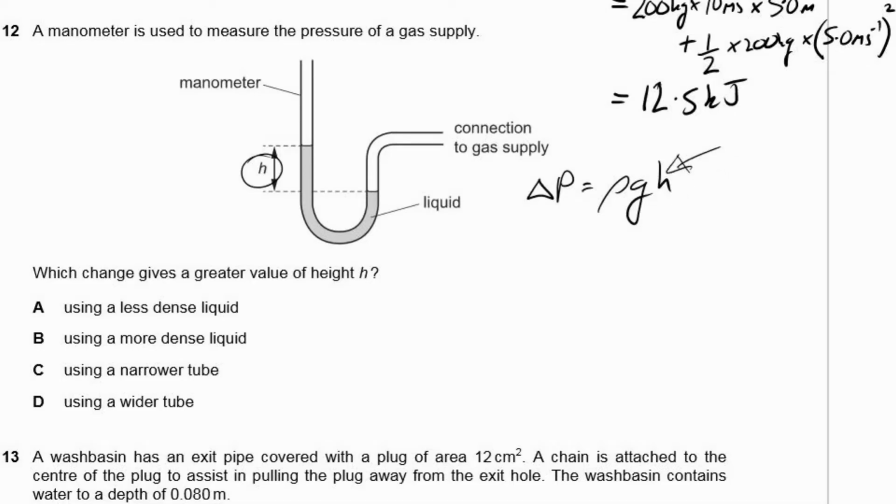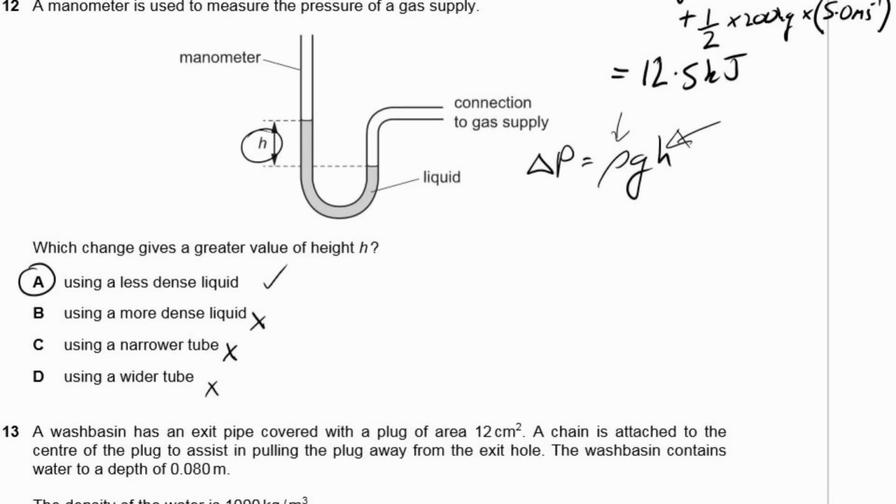Probably not by changing the pressure of the gas supply. So we're just looking at things we could change. Now looking at that, I'd say probably it would be make the density smaller for the same pressure change. In fact, there we go, that's one of our options. The first one, A, use a less dense liquid. A more dense liquid would make a smaller value of h. A narrower tube doesn't actually have any effect, and neither does a wider tube. So the answer is A.